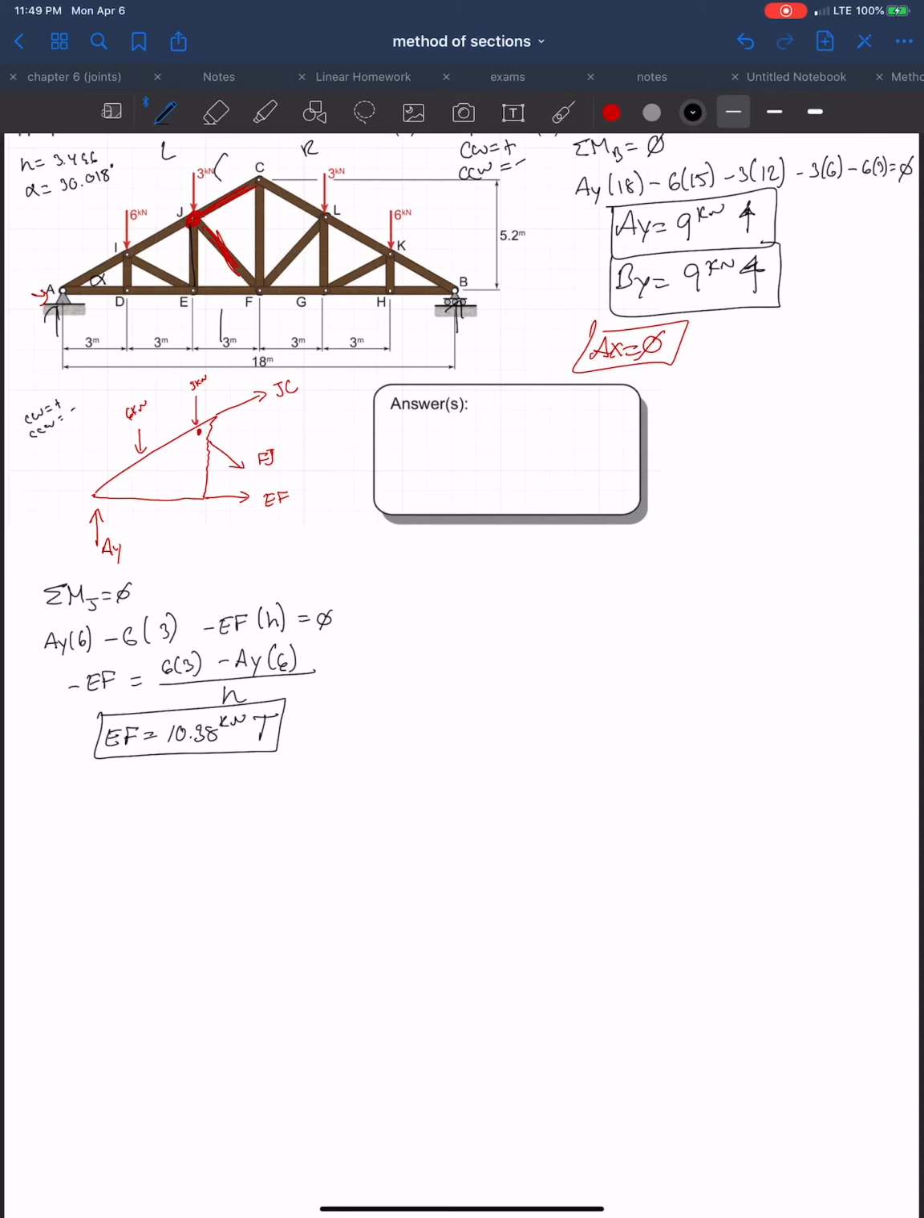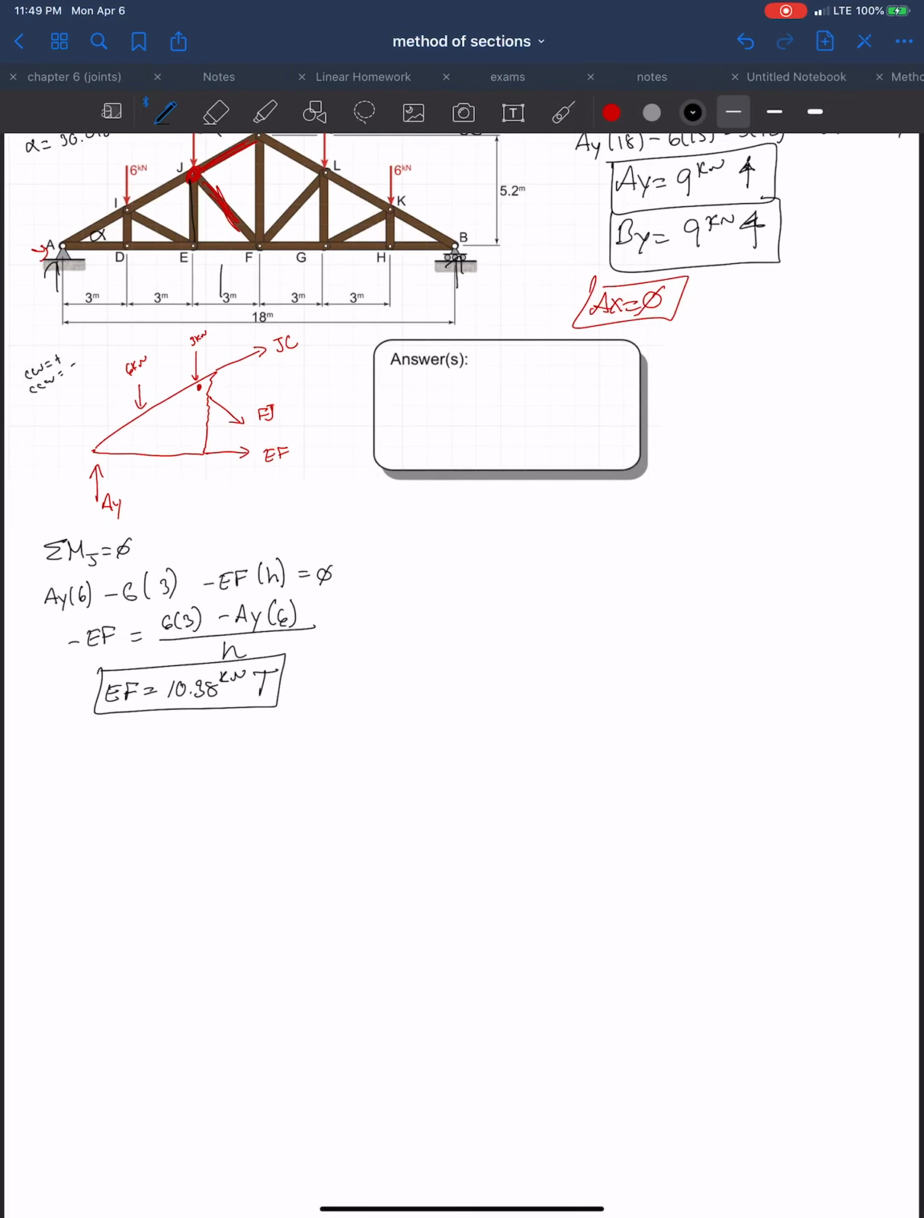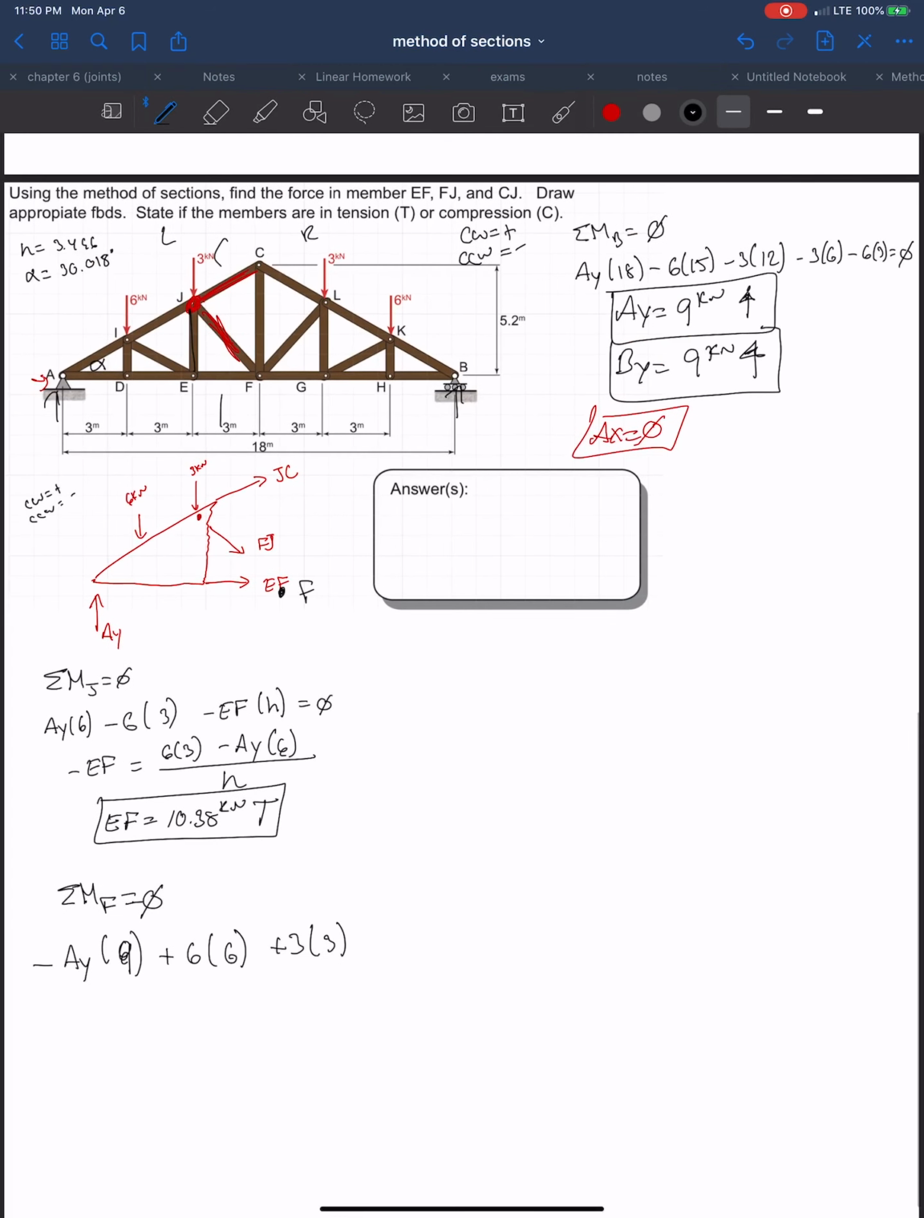Okay. So let me go ahead and write that again. So we're going to do the moment at F. Okay, so our F is actually going to be right there. Okay. And here we go. So we're going to do our A of Y times 9, actually. And that's going to be counterclockwise, so we'll do that negative. Plus 6, because it's positive 6. It's clockwise. And then our 3 is clockwise as well. Okay, now the JC is going to be kind of tricky. Now, we found that angle, right?